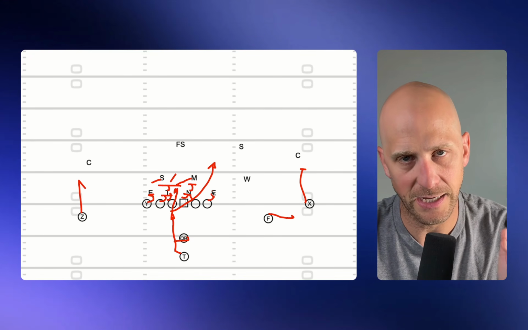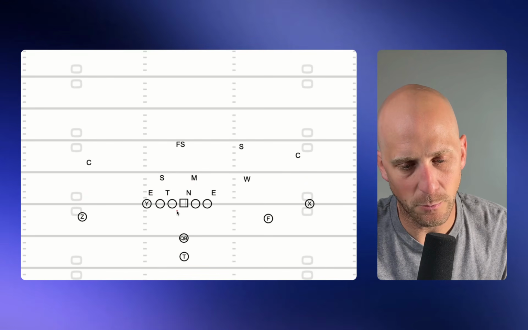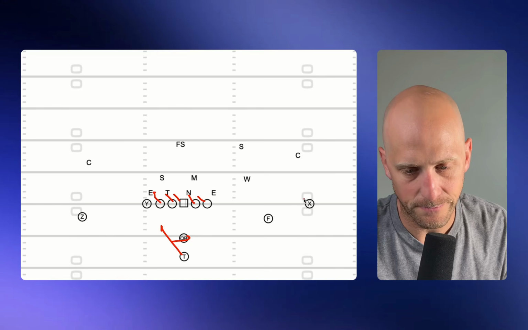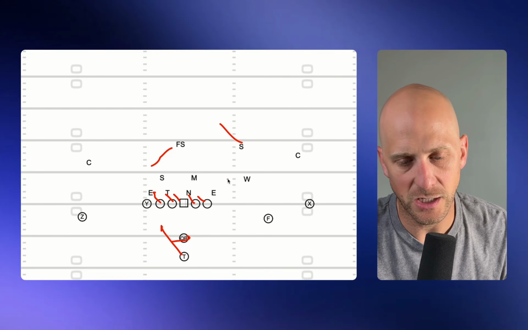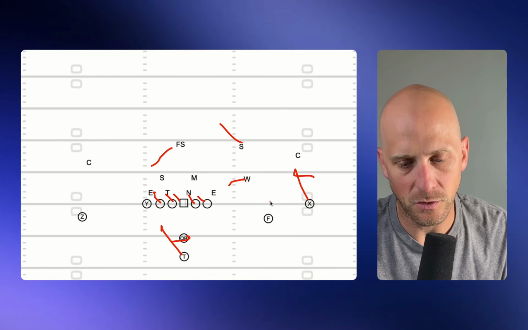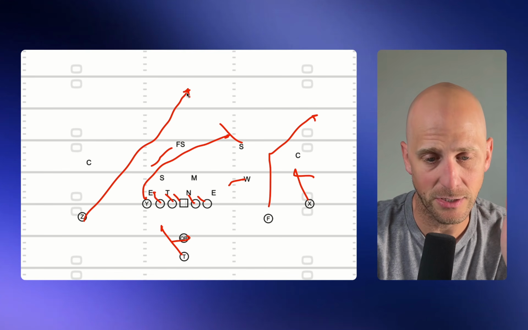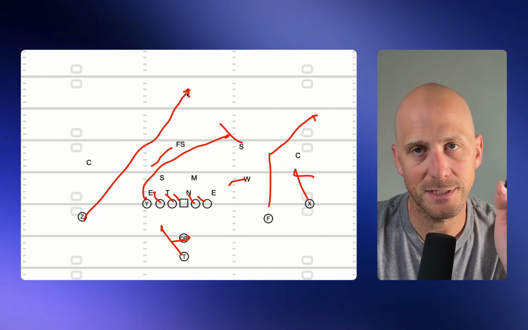This allowed us to attack every gap we needed to in the run box. And then just like the wing T had their waggle pass, we had our boot. So we were going to give that wide zone action, hopefully get some sort of rotation or overflowing so we could attack the backside and then create a 3-level flood.